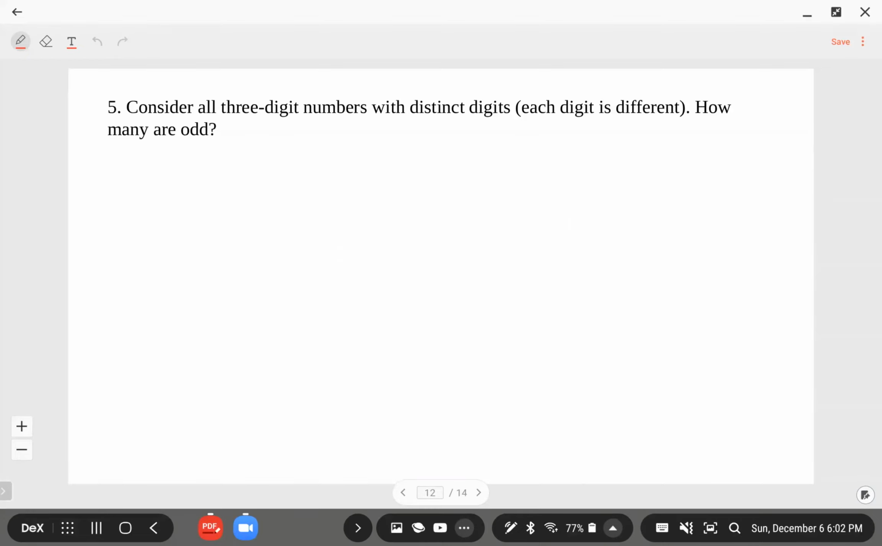Each digit is different. As I said, distinct digits. Each digit is different. We don't have much time left, so please make sure you work efficiently on this one. I'll give you a few moments to try and find all the 3-digit numbers that have distinct digits. They have to be different. And how many are odd? How many odd 3-digit numbers have distinct digits? Make sure to pay attention to distinct.